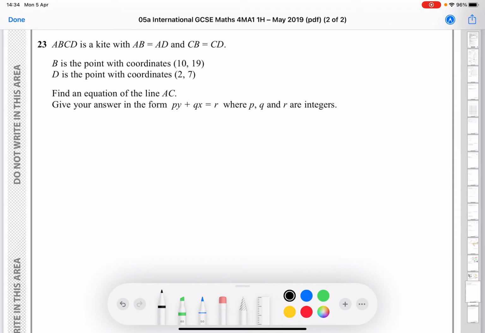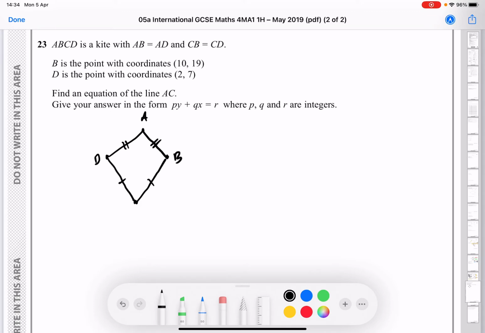It's telling us we've got a kite where AB equals AD. So let me start by just sketching it. Here's A, and that's B, and that's D. So these lines are equal. Now let's just tidy that up a little bit. That's AB, and that's equal to AD. It also tells me that CB is equal to CD. So we have a shape like this.